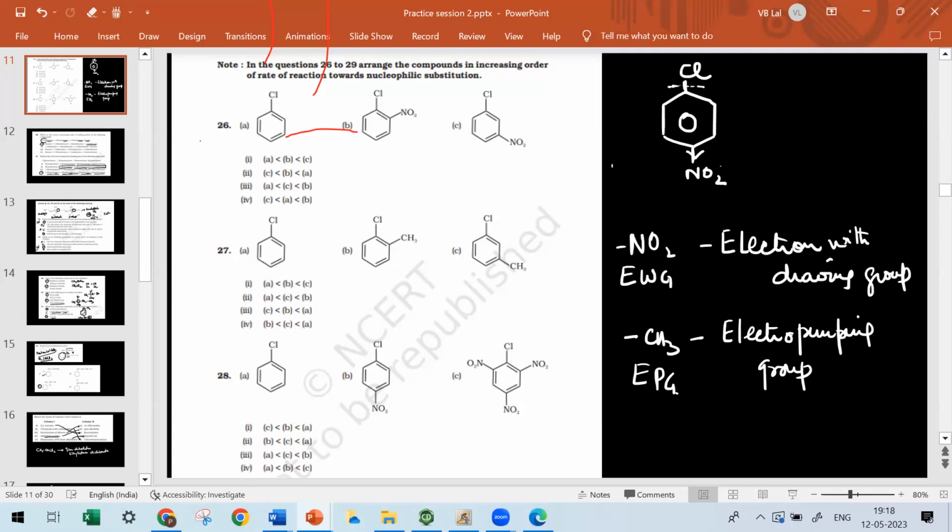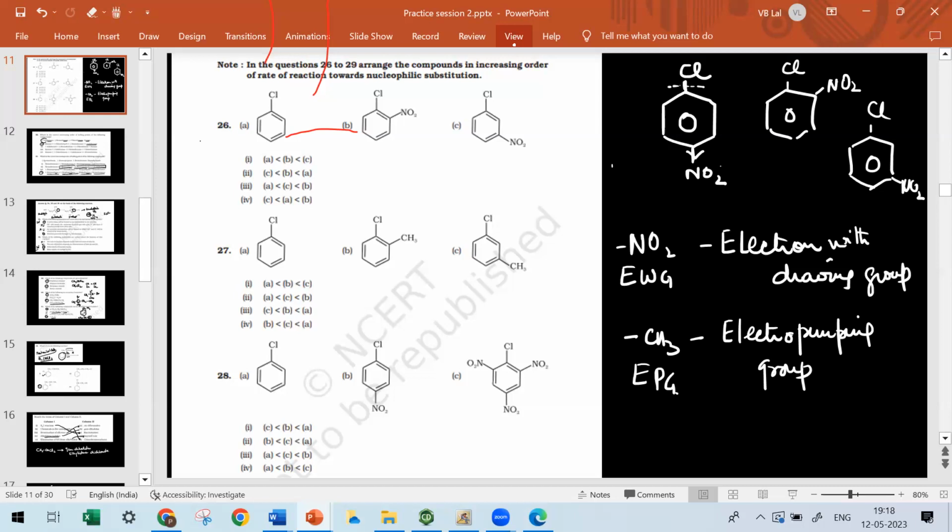That is part one. Then the other thing is that the effect of the nitro group, NO2, is maximum when it is on the ortho and para position. So if I have a nitro group here, it will be very effective. Because Cl is ortho-para directing, if I have NO2 here, it will be very effective. But if I have NO2 on the meta position, then it will not be so effective. Based on this, you have to do these questions.